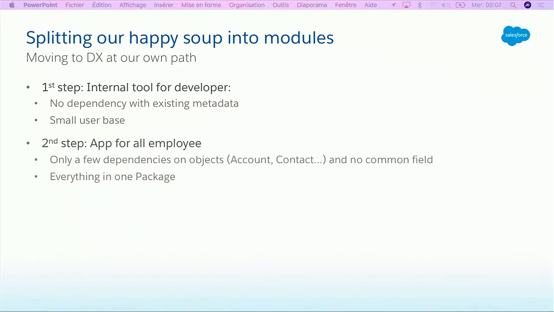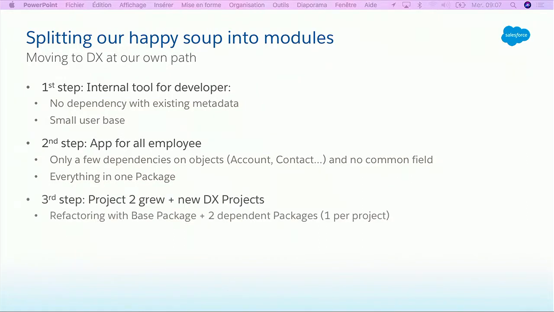Then we started to use it for, let's say, a real project. It was an app used by all employees, that has a few dependencies, starting to use objects like account, which are shared across several projects. But we also started quite small, so we created only one package, and we put everything we needed inside, so account and the custom field and everything. We used packaging too, and it was OK too.